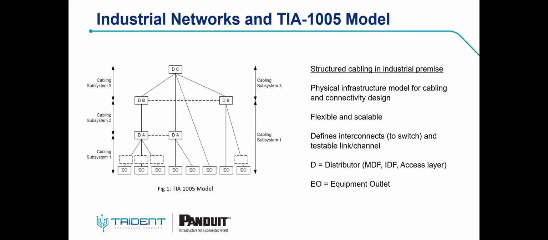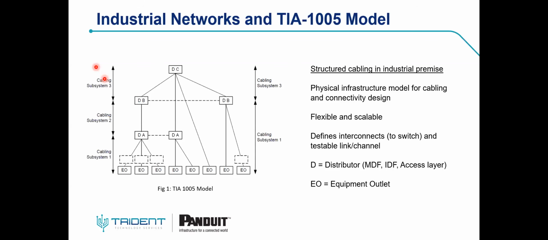Now, this is the structured cabling in the industrial premises, which is based on the universal TIA 1005-A model. Starting from the bottom, you can find EO. EO stands for equipment outlet. Then, as shown, there are two or sometimes three patching systems. They are called subsystem 1 and subsystem 2, up to subsystem 3. Subsystem 3 goes all the way up to the core of the network.